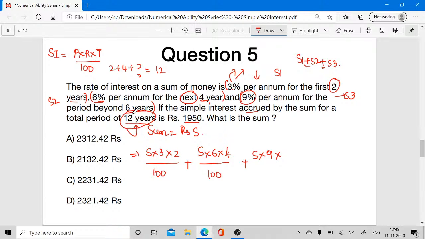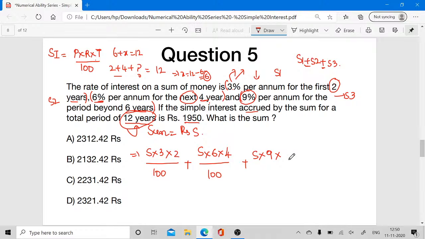Total period is 12, right? So what is the question mark I am getting here? So this is 6 plus x is equal to 12. So x is equal to how much here? 12 minus 6, which is 6 itself, right?